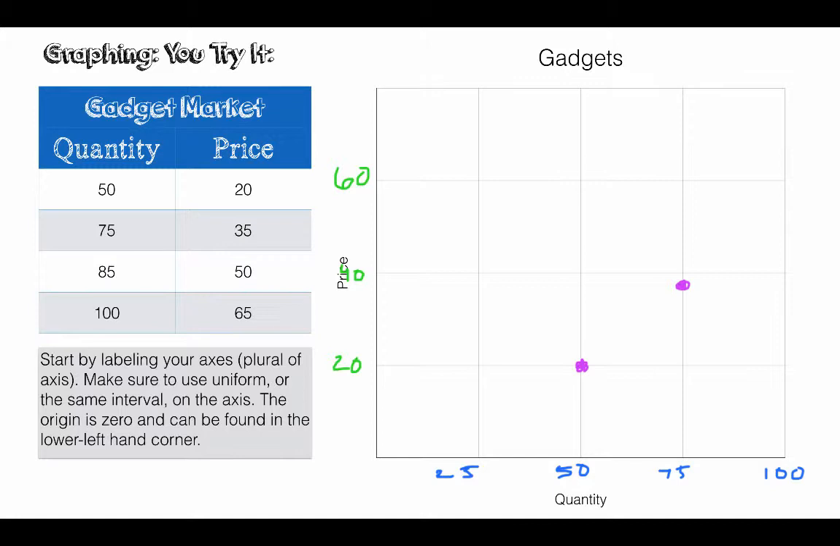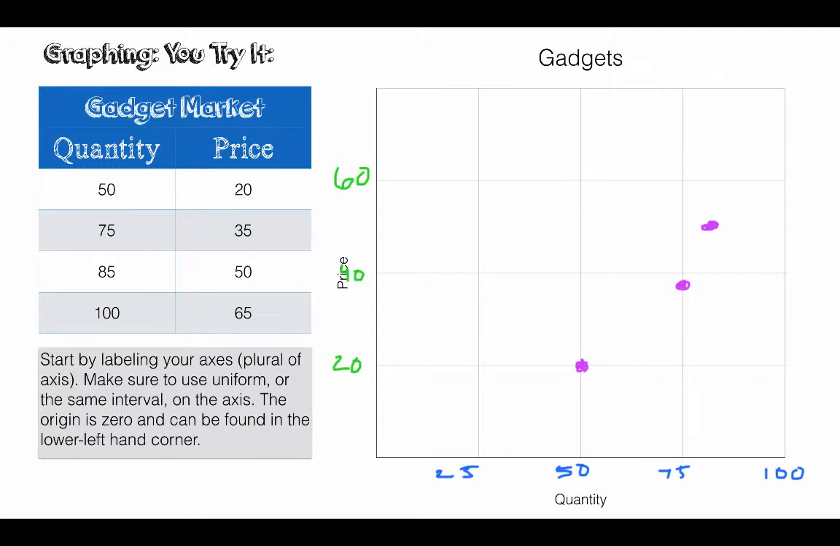Now next, we're going to go up to $50. Again, there's not necessarily a point there, and we want to be careful because our quantity is not going to go that far over this time. We're at 85, so we're going to jump up to $50, which I'm going to try to put right between the 40 and the 60 there, kind of in the middle.